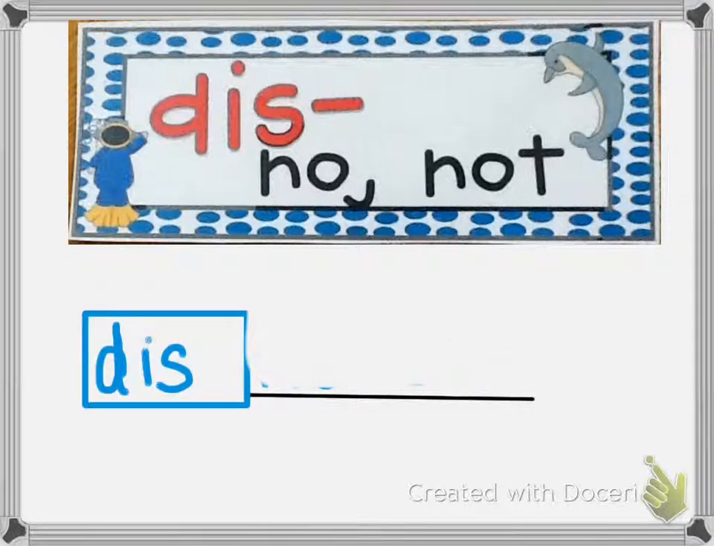Let's try another example. Disobey means not obey. So do you see how that prefix really helps you figure out what a word means? You don't need a dictionary. You don't need any of that. You just need to know what the prefix means. So dis means not or no.